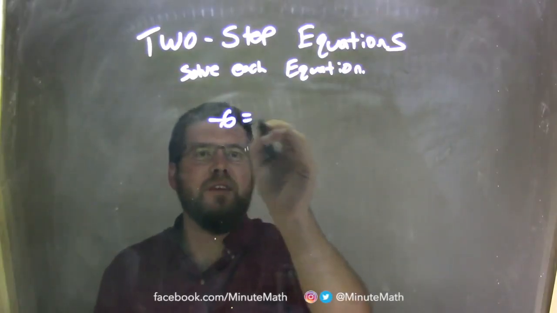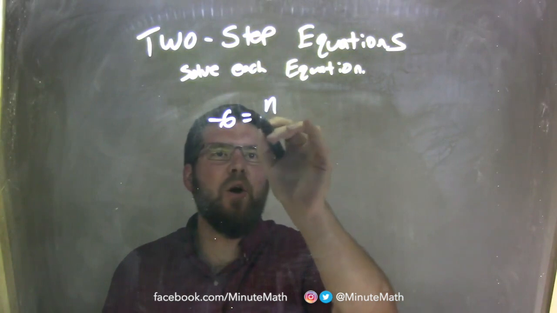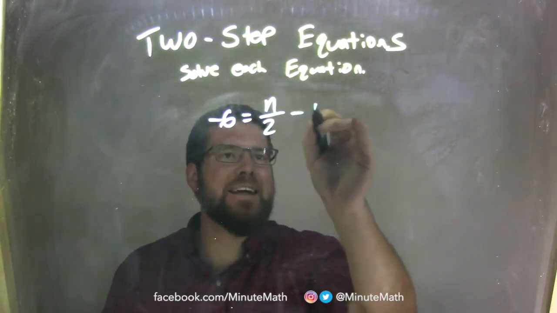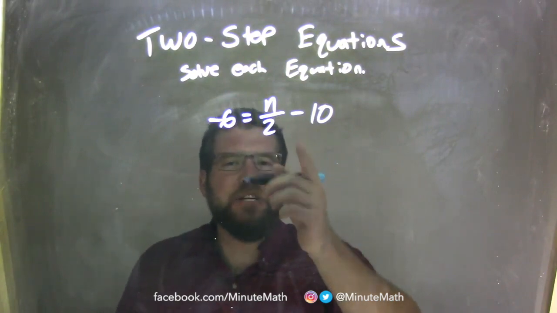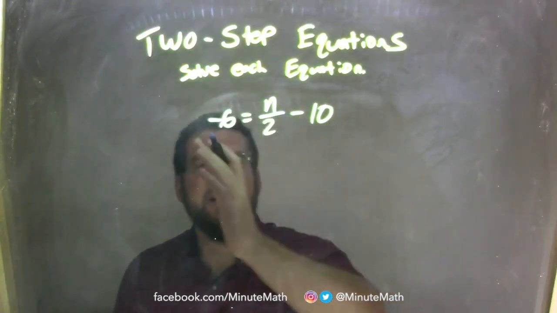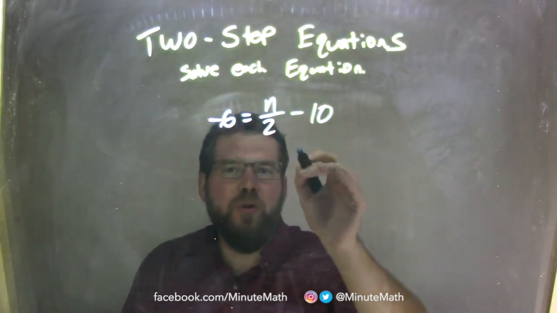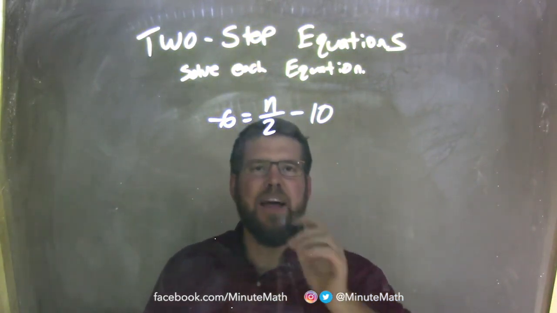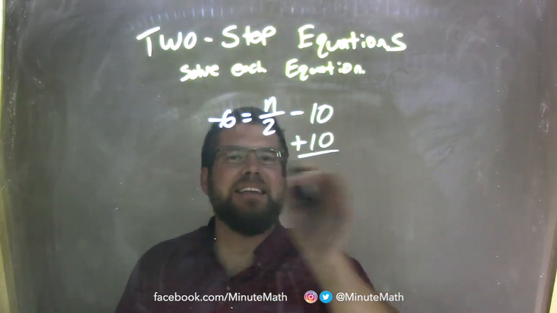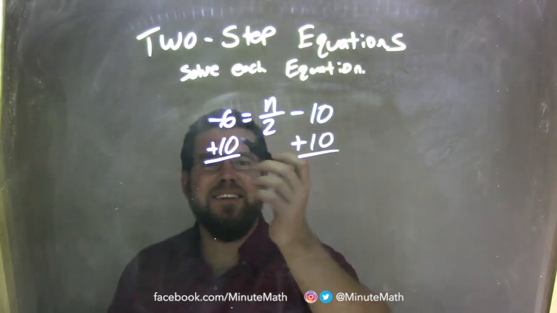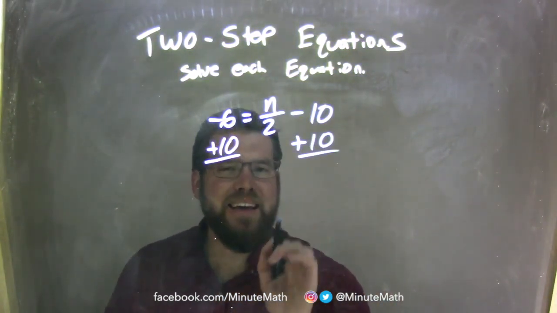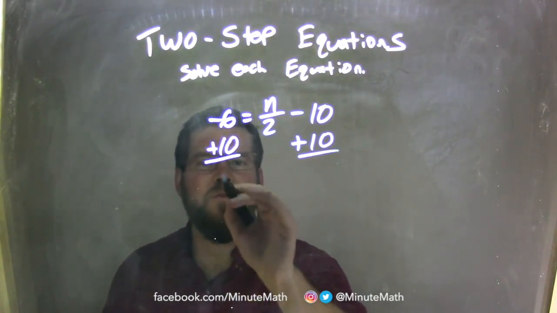Negative 6 equals n over 2 minus 10. Okay. Well, that subtraction here, I need to bring that over to the right. So to do that, opposite of subtraction is addition. So that's my first step. I have to add a 10 to both sides. Now, negative 6 plus a positive 10 is in fact a positive 4.